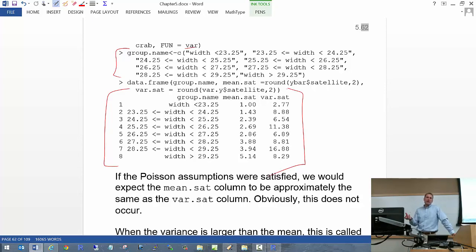Now, of course, you might be thinking, well, why did I choose this kind of a grouping mechanism? Well, there could be other ways to group the data too. That's one reason why it's an ad hoc way. But if you do other kinds of grouping, at least the other kinds of grouping mechanisms that I've done in the past, or in other situations, you still see the same thing. And so while it is ad hoc, if I ever have some kind of count data like this, I will often start off doing something like this. Okay. Now, if the Poisson assumptions were satisfied, just to make sure this is clear again, you would expect the mean.sat column to be somewhat close to the var.sat column.